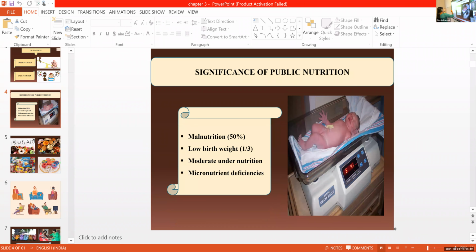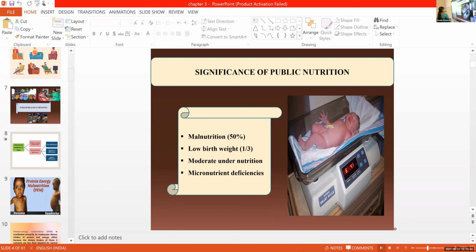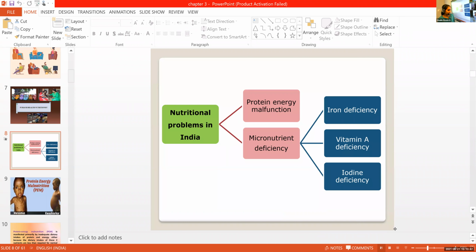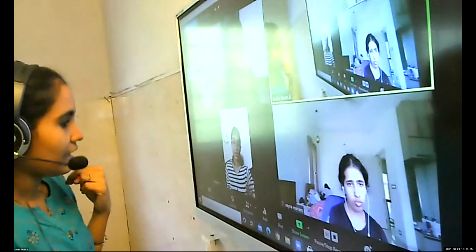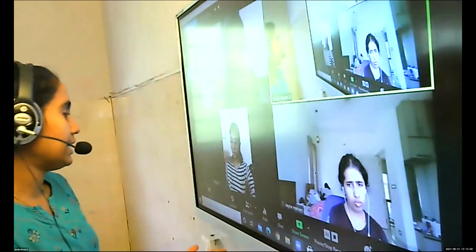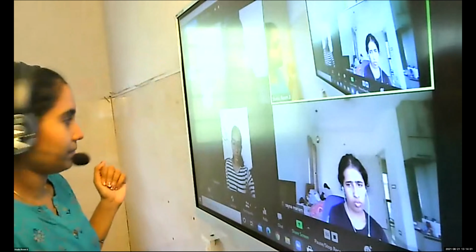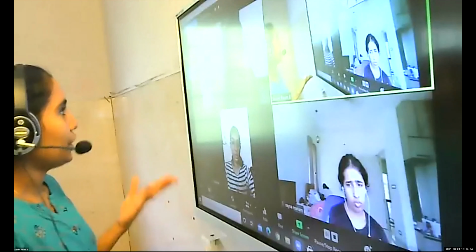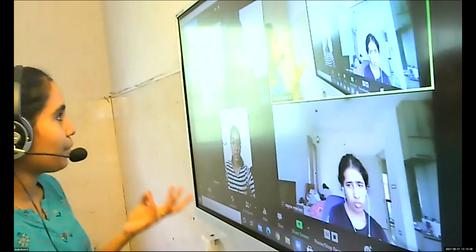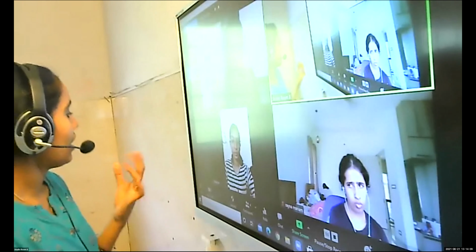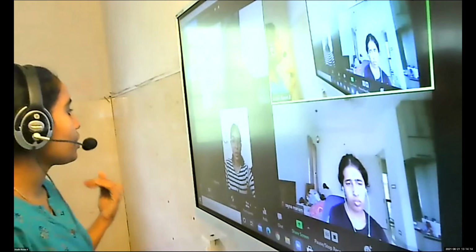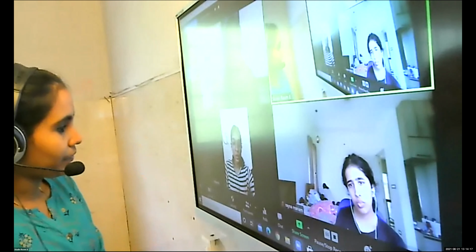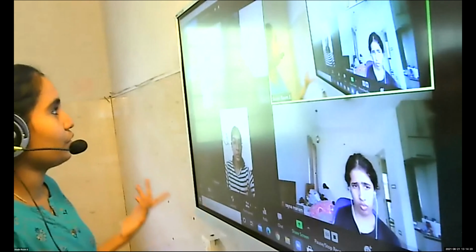Then we discussed different nutrition-related problems in India. We have basically two types of deficiencies or problems. One is related to macronutrients and the other is related to micronutrients. What are macronutrients? The nutrients that we need in a large amount, like carbohydrates, proteins, fat and water. The deficiency of these nutrients leads to macronutrient deficiency. Can you give any one example of macronutrient deficiency? Anyone?